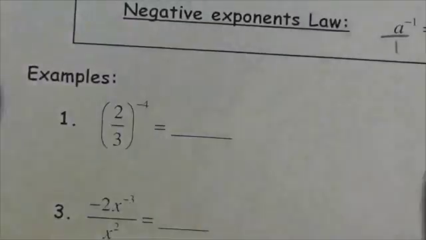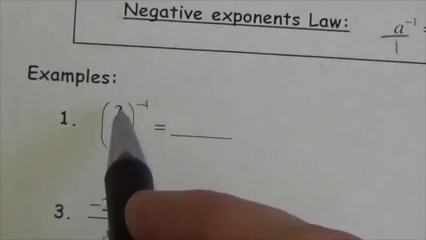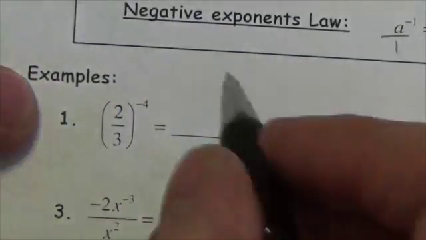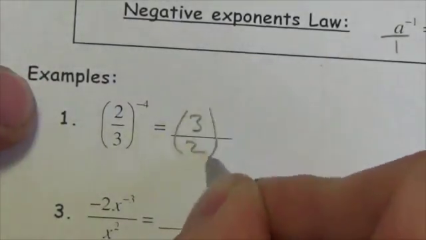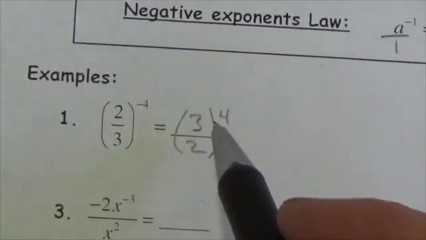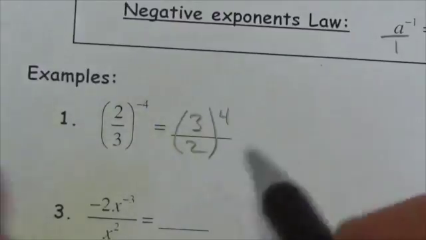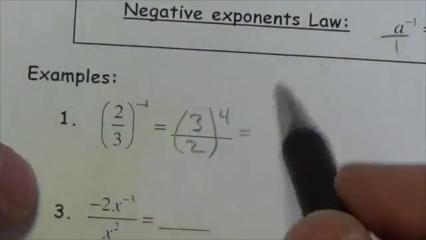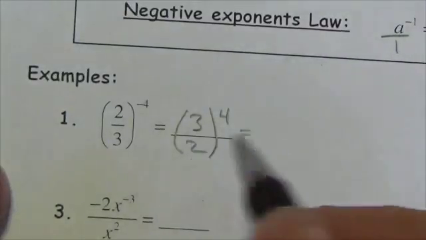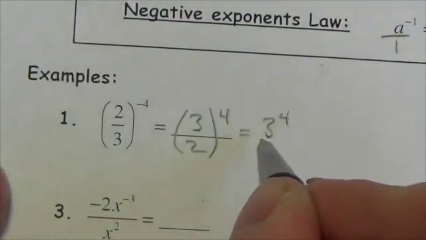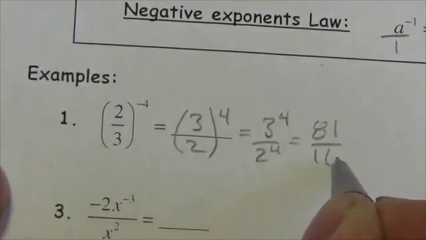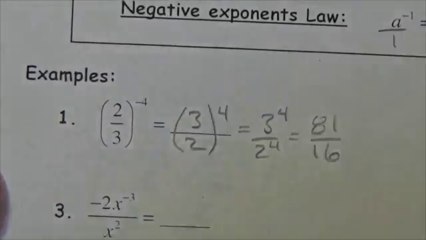Now let's take a quick look at some examples here. We've got 2 over 3 to the -4. Now, that negative is going to cause a reciprocal. All I've done is apply the negative. I still haven't dealt with the 4 yet. But the negative exponent here causes a reciprocal to the base here. Now, based on a previous law, I know that I can take that exponent here and distribute it to the dividend and the divisor here to make this 3 to the power of 4 over 2 to the power of 4. In other words, 81 over 16. And that's what we're looking for.